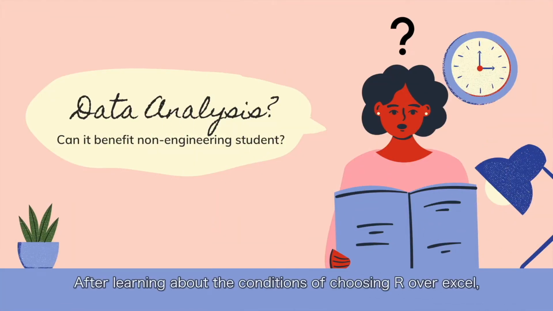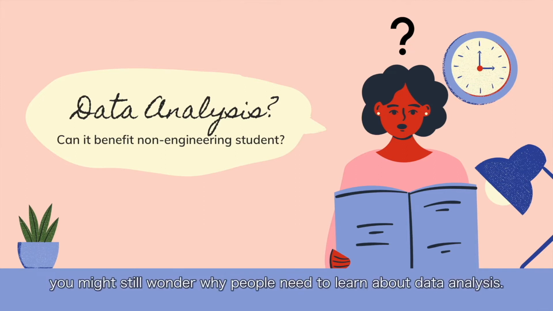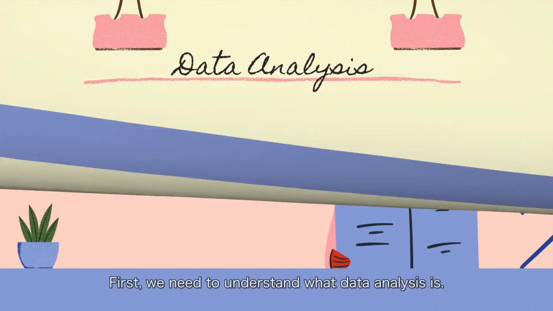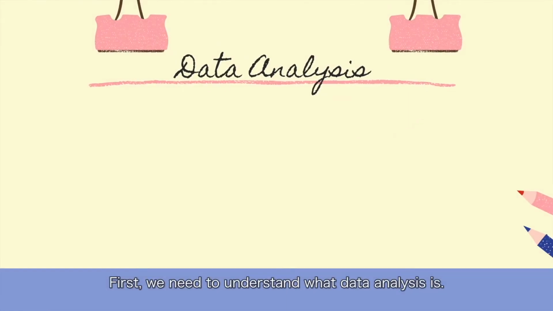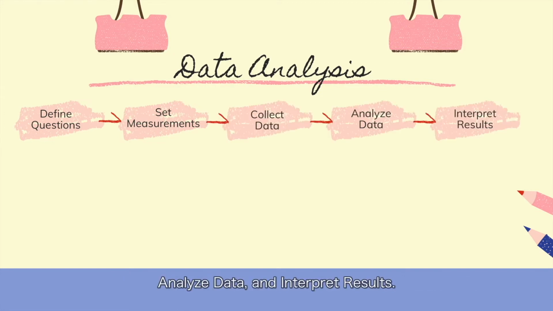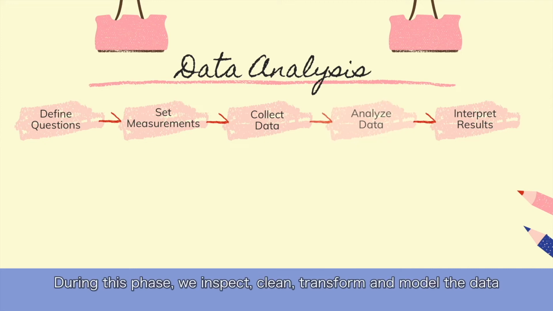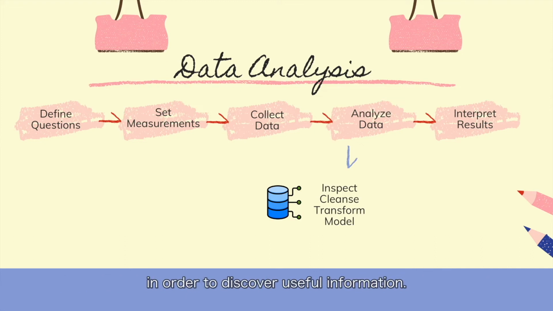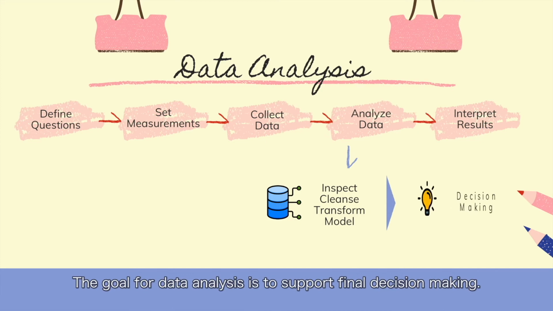After learning about the conditions of choosing R over Excel, you might still wonder why people need to learn about data analysis. First, we need to understand what data analysis is. It is a process that starts with defined questions, followed by setting measurement priorities, collecting data, analyzing data, and interpreting results. During this phase, we inspect, clean, transform, and model the data in order to discover useful information. The goal of data analysis is to support final decision making.